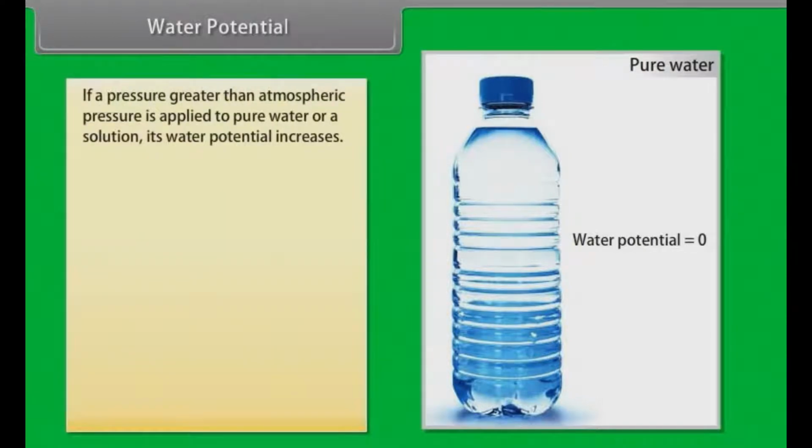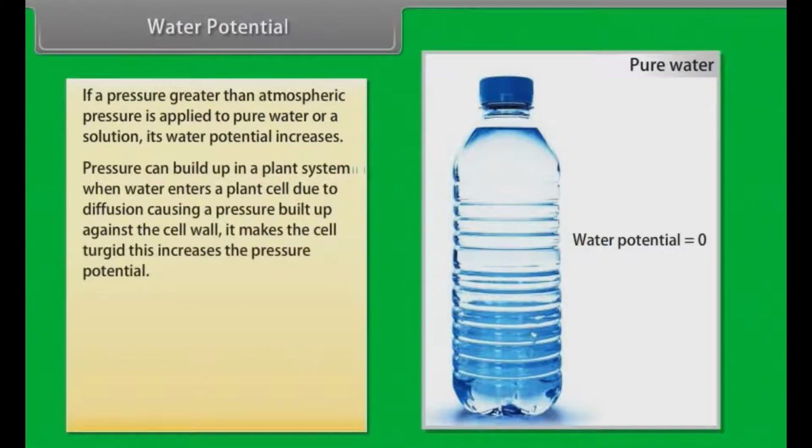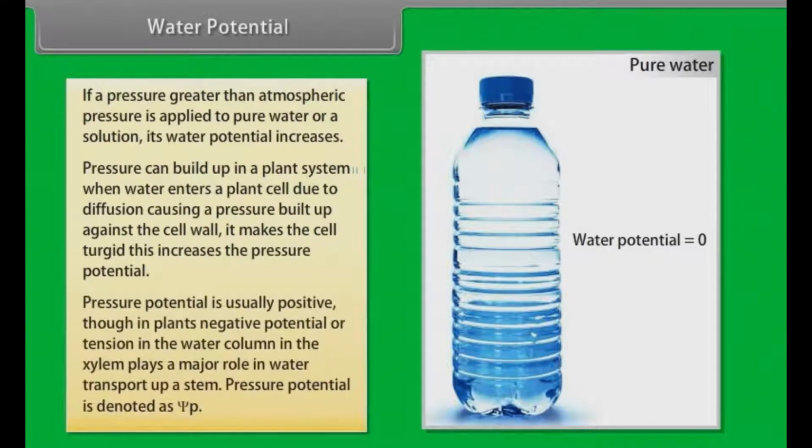If a pressure greater than atmospheric pressure is applied to pure water or a solution, then its water potential increases. Pressure can build up in a plant system when water enters a plant cell due to diffusion, causing a pressure buildup against the cell wall. It makes the cell turgid. This increases the pressure potential. Pressure potential is usually positive, though in plants, negative potential or tension in the water column in the xylem plays a major role in water transport up a stem. Pressure potential is denoted as psi p.